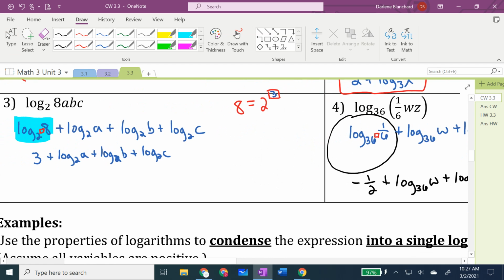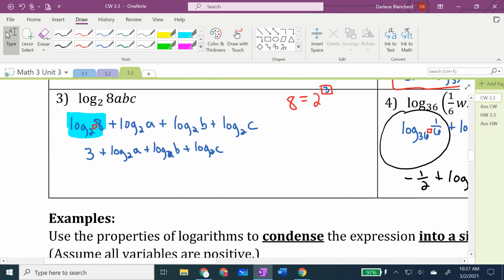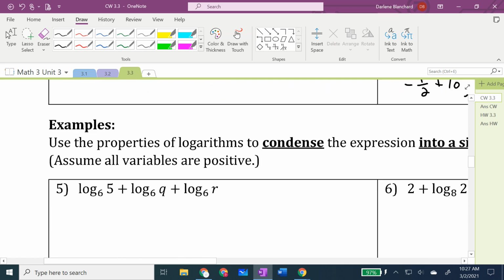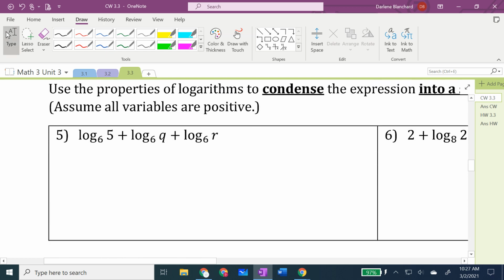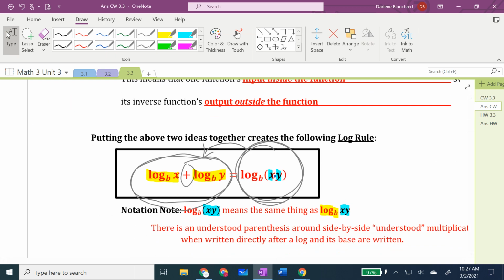So that is the end of expanding. And now it's time for condensing. I like condensing more than expanding because you know when you're done that you're done. Condensing is what you're going to do in the opposite direction. So I'm going back over to here. So instead of that direction, we're going the other way. When we're condensing, we're looking for logarithms that are adding together.